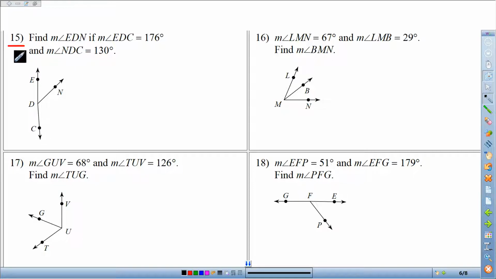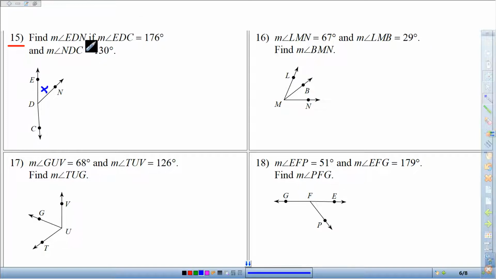All right, if you take a look at number 15, they're asking us to find the measure of angle EDN. Let's first figure out where that is. That starts at E, goes around D to N. This is angle EDN, and we're trying to find the measure of that angle. Since they're not giving us any value for that, let's just call it X. That's our variable. That's what we're looking for.